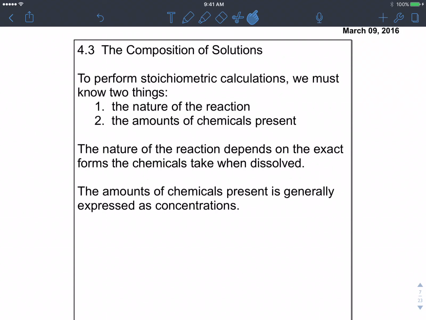So today we're going to start talking about the composition of solutions. In order to be able to do any kind of stoichiometric calculations, we have to know two things. We need to know what kind of reaction's going on, and we need to know the amounts of chemicals present. Now the nature of the reaction depends on the exact forms the chemicals take when they're dissolved. Do they take on ionic form? Do they take on molecular form? So that's the nature of the reaction.